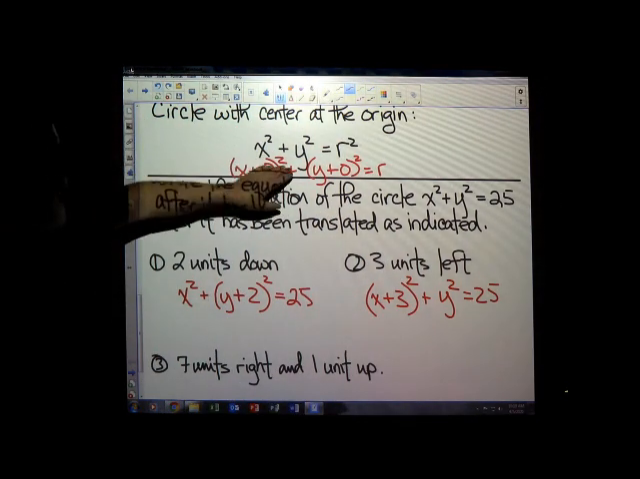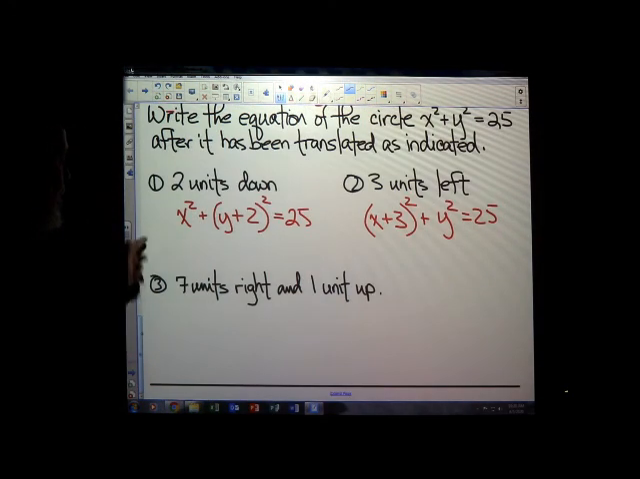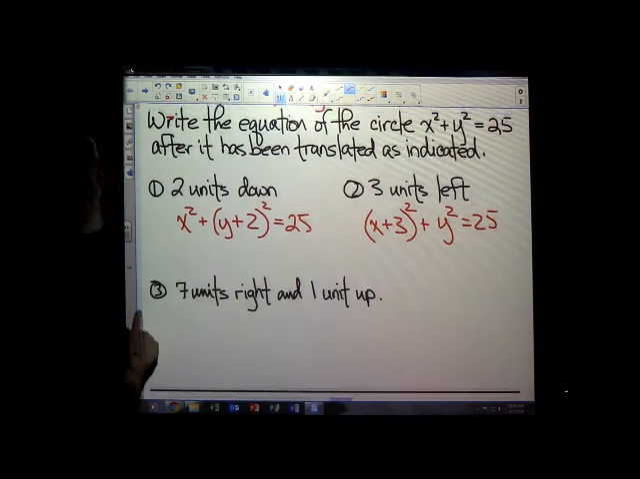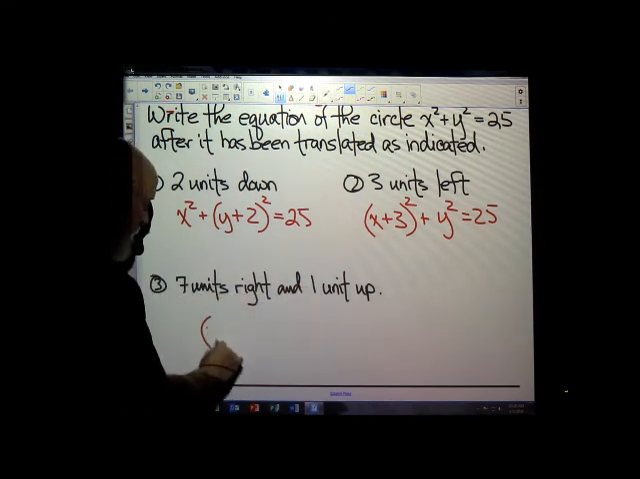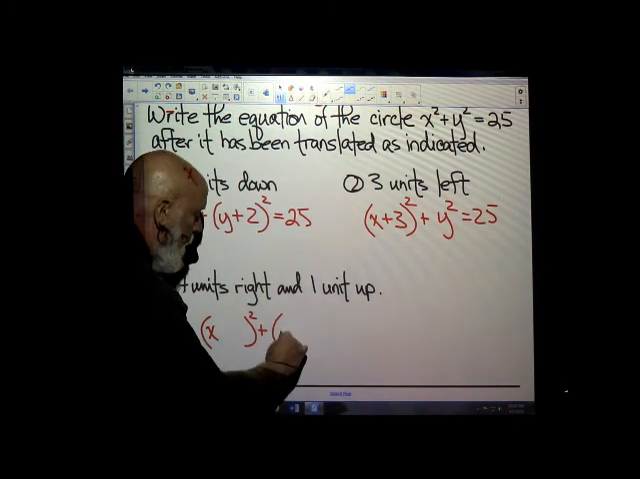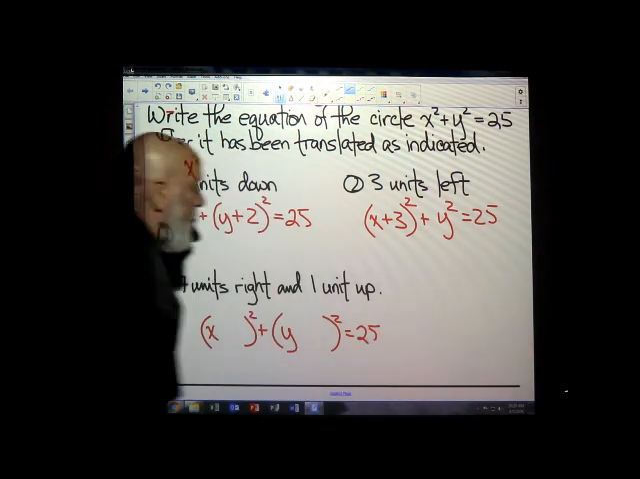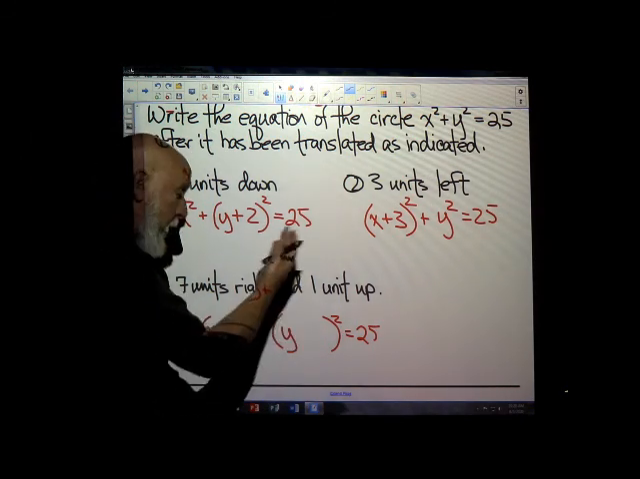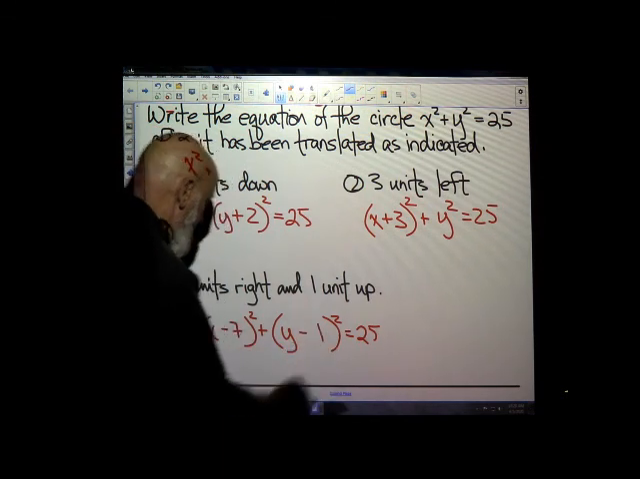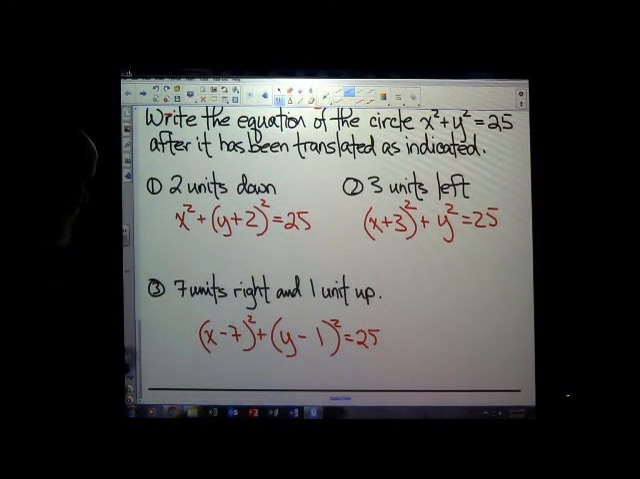So here's a general case of a circle at the origin, and there are some translations. If we wanted to take a circle at the origin and move it 7 units right and 1 unit up, it would go like this. Still going to have a radius of 5. 7 units to the right, counterintuitively, would be negative 7. 1 unit up, counterintuitively, would be minus 1. Any questions? All right, so hopefully that makes sense.